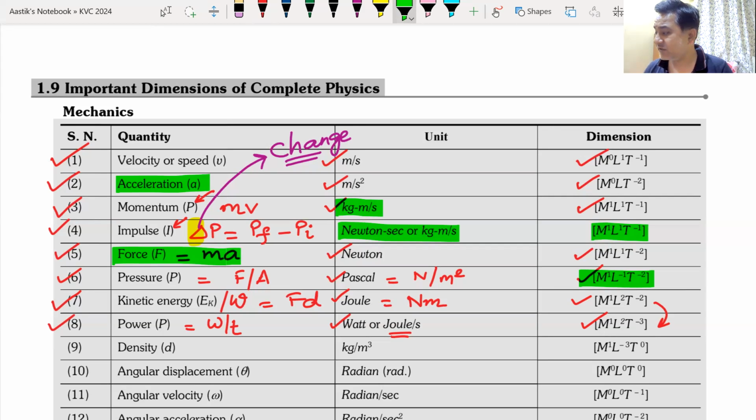The dimension of velocity is LT minus 1. You don't remember it? Divide it by time, so it becomes LT minus 2. What is the problem there? Okay, sir.